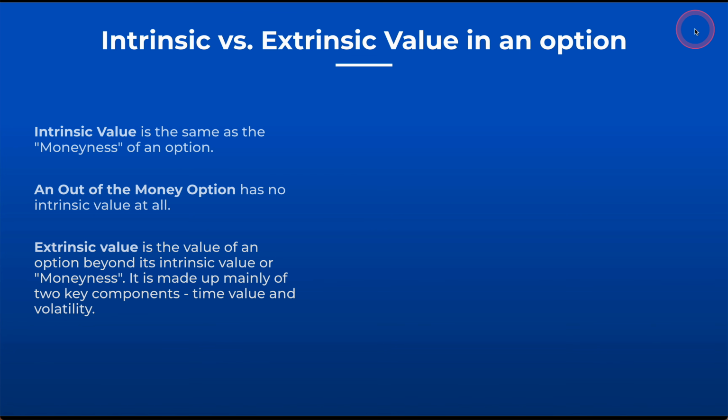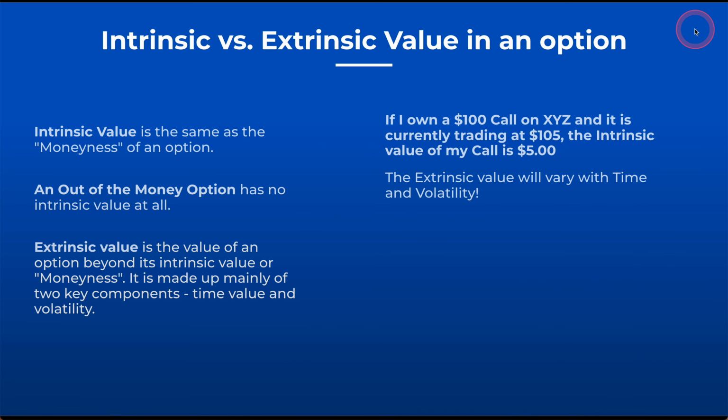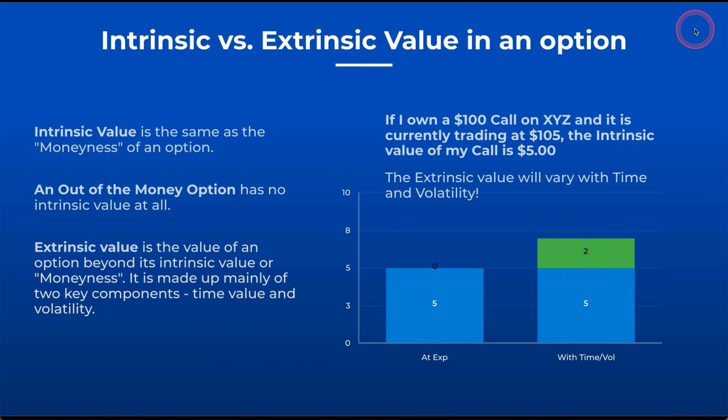It's made up mainly of two key components: time value, which is theta, the topic of today's video, and volatility. To give you an example, if I own a $100 call on XYZ stock, and that stock is currently trading at $105, the intrinsic value of that call is $5. It is $5 in the money. Now, the extrinsic value is going to vary with the amount of time and volatility that's in that option.